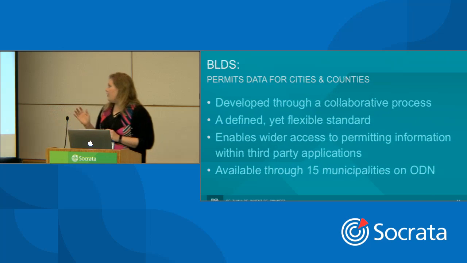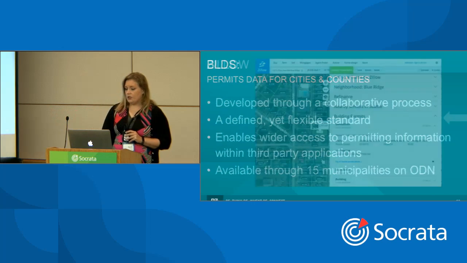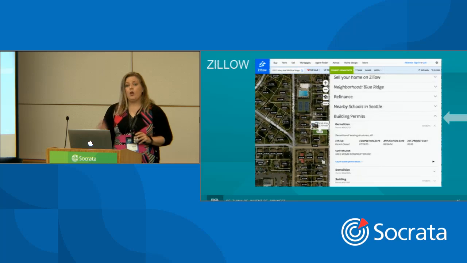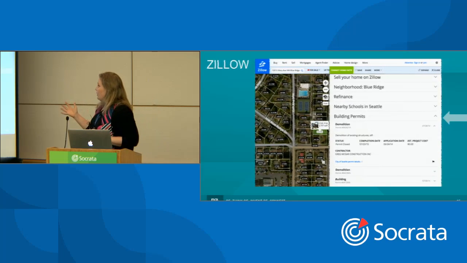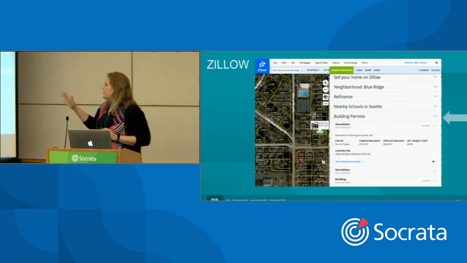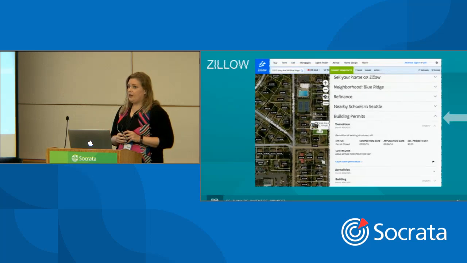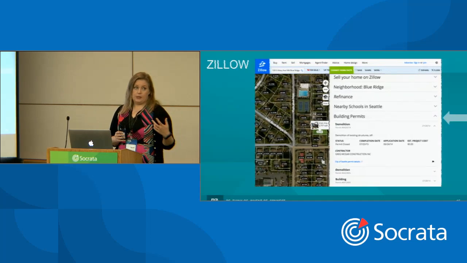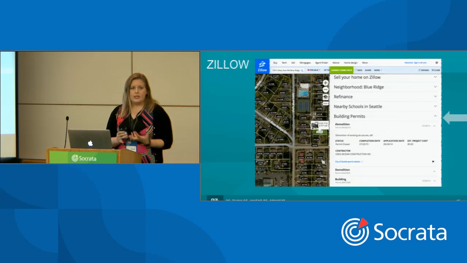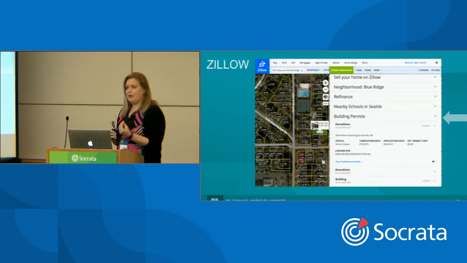And we have 15 municipalities who have launched in the ODN. Finally, we have a partner in Zillow. This is a preview of what we'll launch with Zillow, where you'll be able to see building permits within property information on Zillow. And I think that this is a great value that Socrata brings forward in our partnerships, allowing your data to get to places your citizens are making decisions.